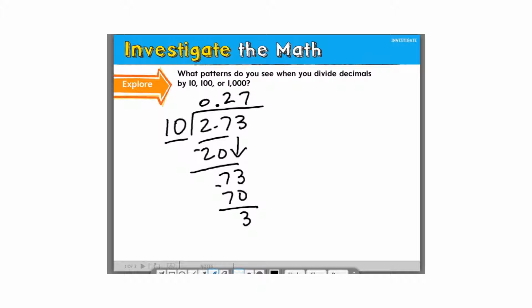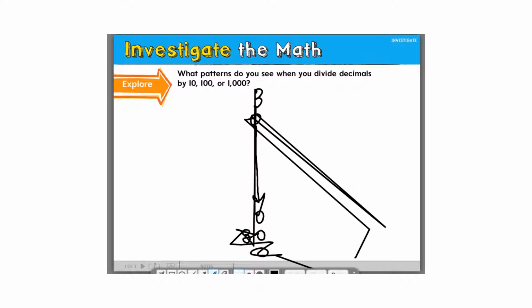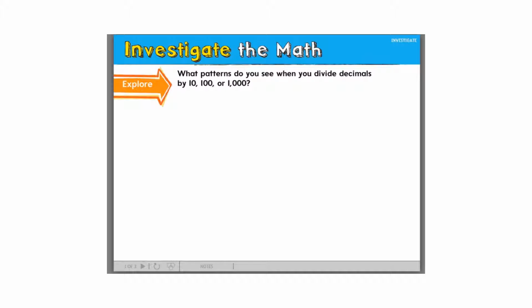Then we said, keep watching. Then we said you would add a 0. Yes! Then you'd bring down the 0. Yes! And then 10 goes into 30 three times. Oh, you didn't bring down the 0. There's no 0 in that one. 270. I wasn't here.